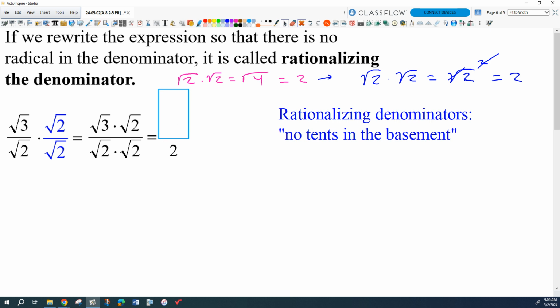Square root of 3 times square root of 2 is what? Square root of 6. Okay, and that's fine. We can have square roots upstairs, or tenths upstairs, right? Just no tenths in the basement, right? So, okay, make sense? Okay.